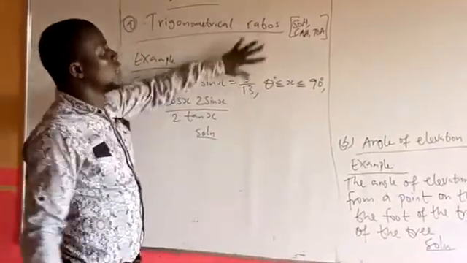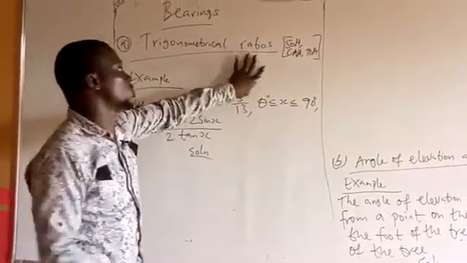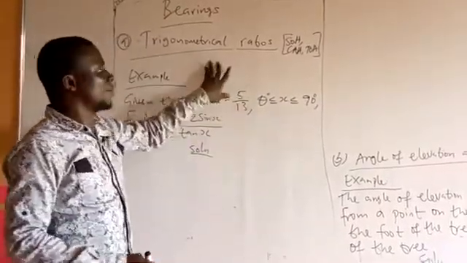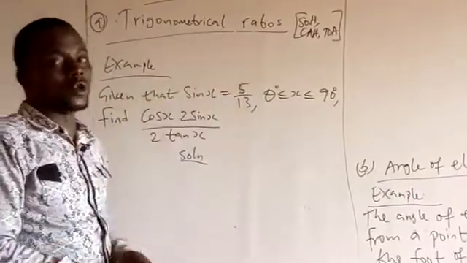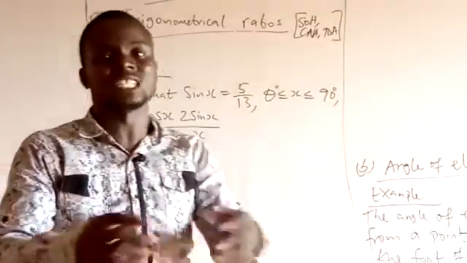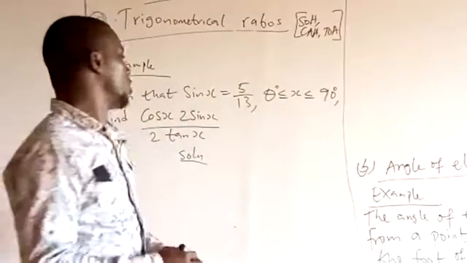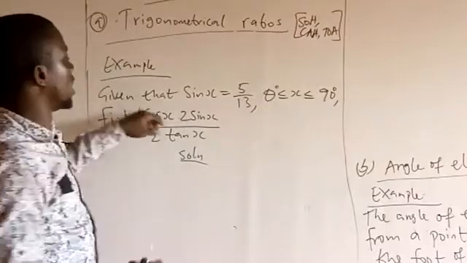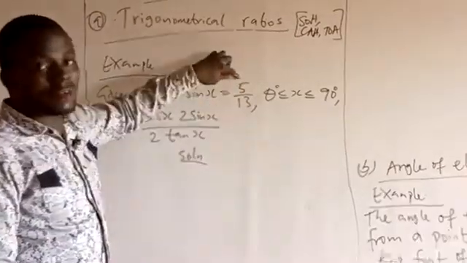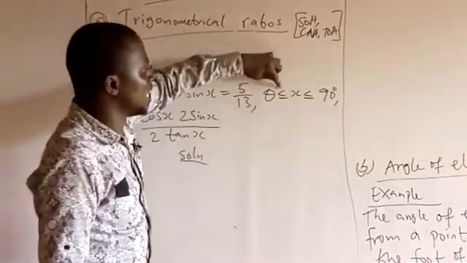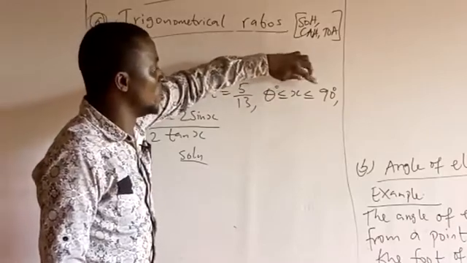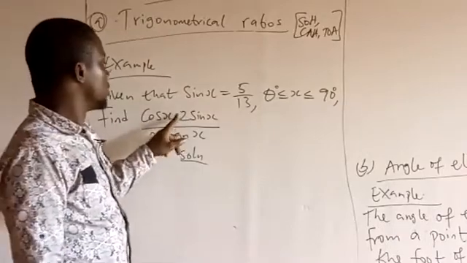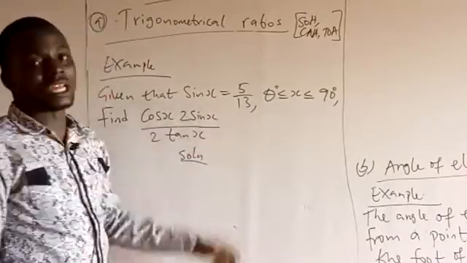Alright, so I believe we have solved so many questions on SOHCAHTOA. So I don't think we have much to do, but this example will help you refresh your memory while you go to your textbook and practice. So you are following me. Let's take one example on these trigonometric ratios. Given that sine s equals 5 over 13, where s is greater than or equal to 0 and less than or equal to 90 degrees, find cos s times 2 sine s over 2 tan s.